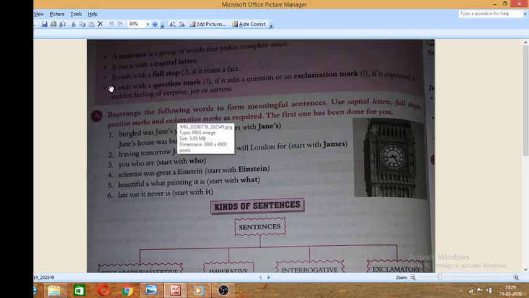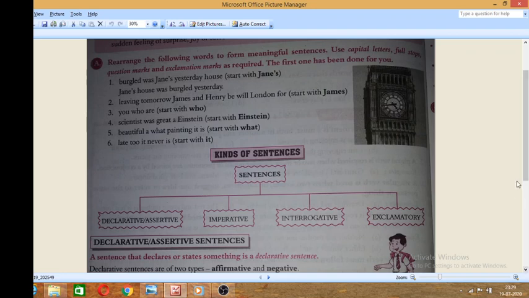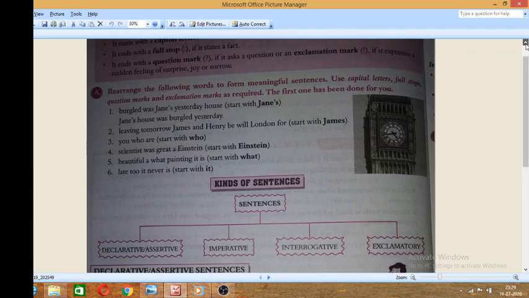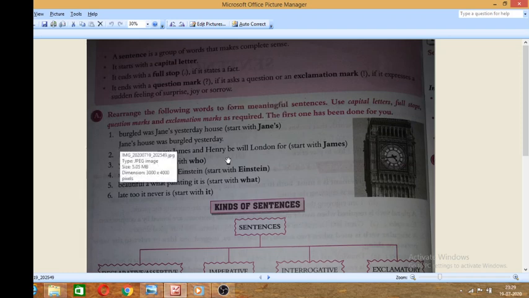Okay, here it has been used. A sentence is a group of words that makes complete sense. Here some keywords are there, key sentences. What is a sentence? It starts with a capital letter, it ends with a full stop if it states a fact, with a question mark if it asks a question, or an exclamation mark if it expresses a sudden feeling or surprise. So these are the important things about the sentence. Now there is some exercise that has been given.